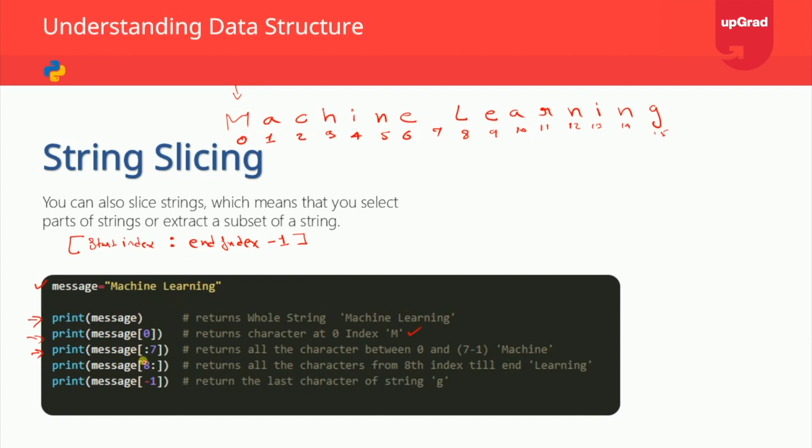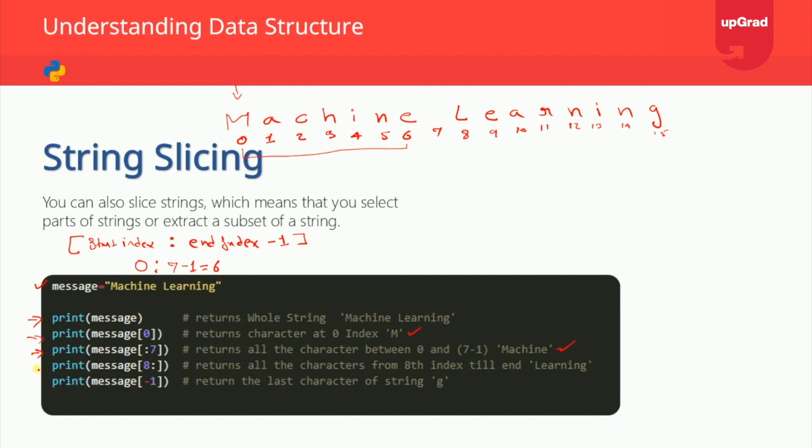Let us understand from this print statement. Here it says colon 7. You can see that I have not specified the start index. If you do not specify the start index, then it is 0 by default. Then I'm fetching the characters starting from index 0 till 7 minus 1. Yes, you heard it right. Python does not fetch the characters till the 7th index. It fetches the characters starting from index 0 till 7 minus 1, so here it will be 6. The output of this print statement would be machine.